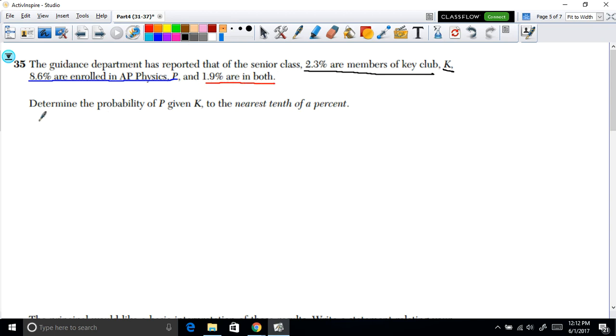Okay. So it says here, let's determine the probability of P given K to the nearest tenth of a percent. Now to find the probability of P given K, we're pretty much asked to find a conditional probability. So what we want to do here is find the conditional probability.